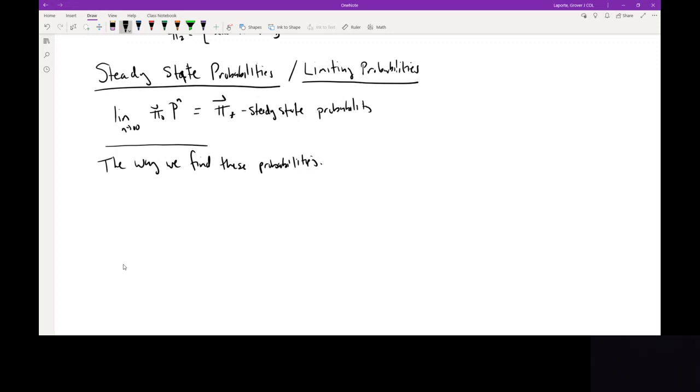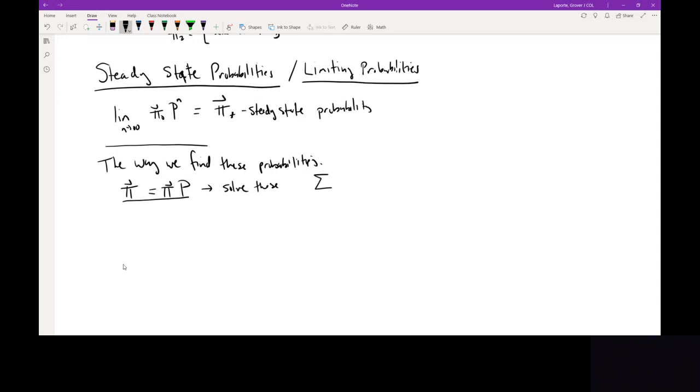So the way that we find them is this. So pi is equal to pi times P. So once we solve these equations, the deal is we'll get an infinite number. So if you just solve these sets of equations, you'll get an infinite number of solutions, but then we add on the fact that we know the sum of pi is 1. Yeah, let's do that.